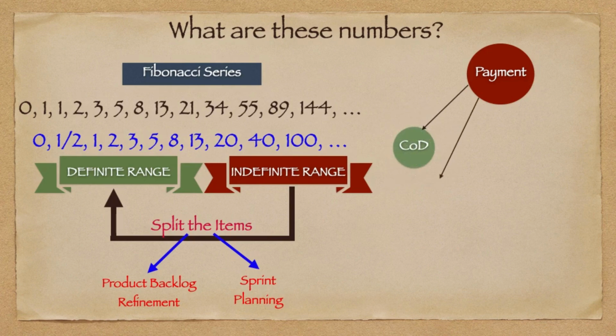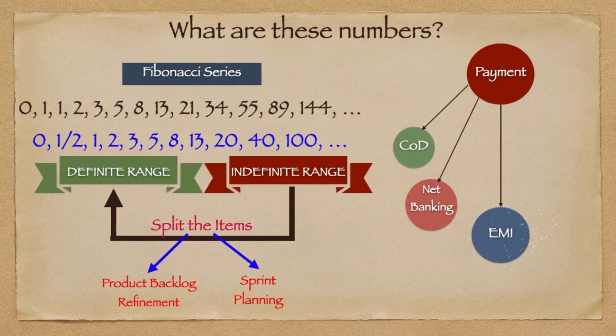Maybe another option could be net banking, using net banking payment. The third option can be EMI, equated monthly installment. The fourth option may be using Visa card. The last option may be using Google Pay, one of the digital payment systems available in India.